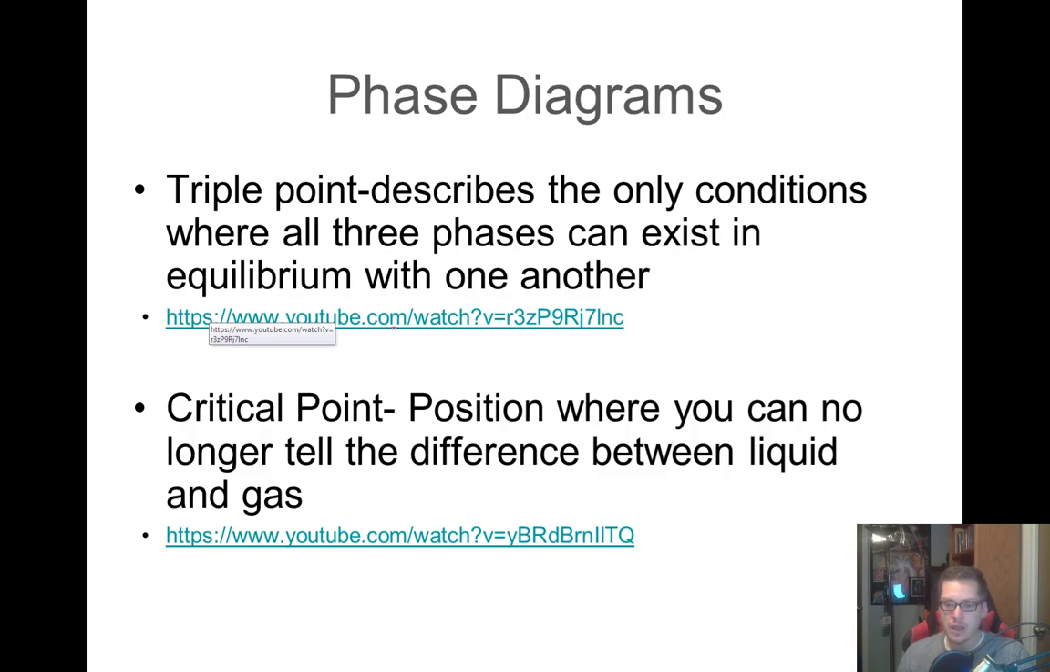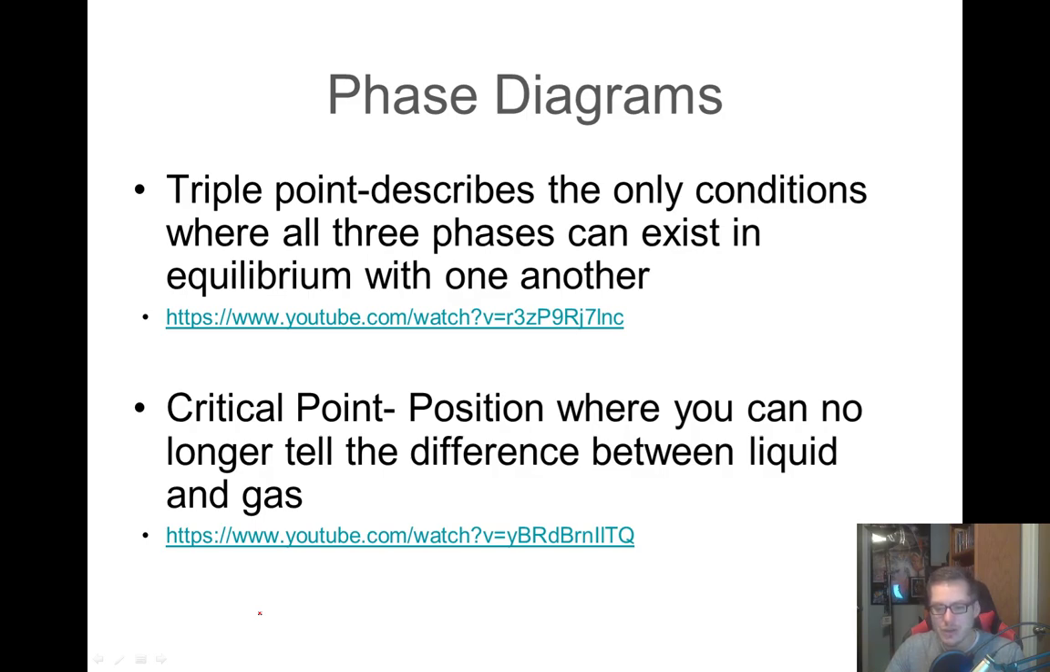Watch this video here. They do a really good job of showing the triple point of water. It's really good. And then the critical point is the position where you can no longer tell the difference between a liquid and a gas. Your gas starts to have some properties of a liquid, but you can no longer compress it, and it takes up its whole container. Or you could look at it vice versa: it's a liquid that has properties of a gas, meaning it doesn't have a defined volume anymore. It takes up the whole container.